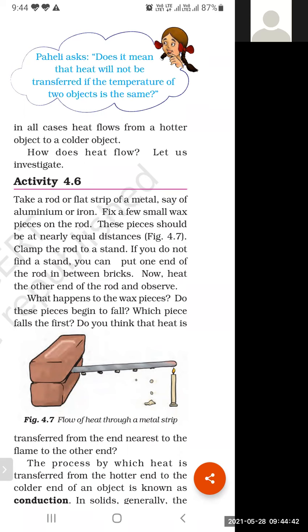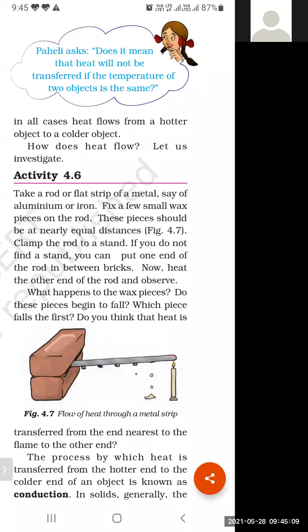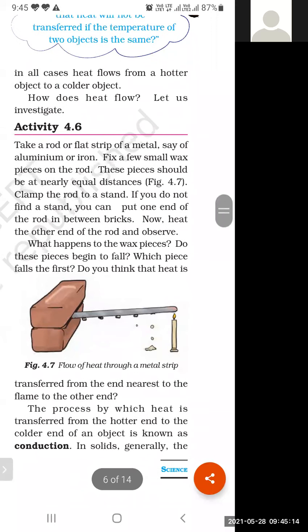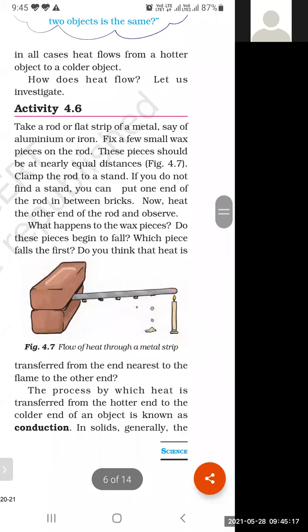Do you think that the heat is transferred from the end nearer the flame to the other end? Yes, the heat is transferred from the end which is nearer to the flame to the farthest one. So the piece which is closer to the candle flame will fall first, and after that the second, third, fourth and so on, all the pieces will fall as they get some heat. The process by which heat is transferred from the hotter end to the colder end of an object is known as conduction.